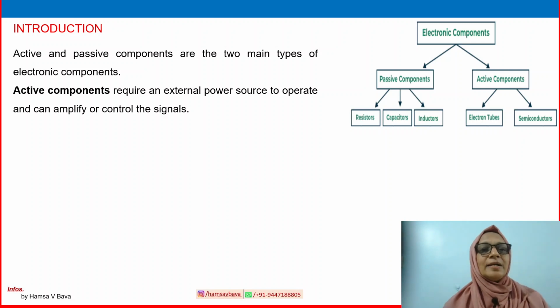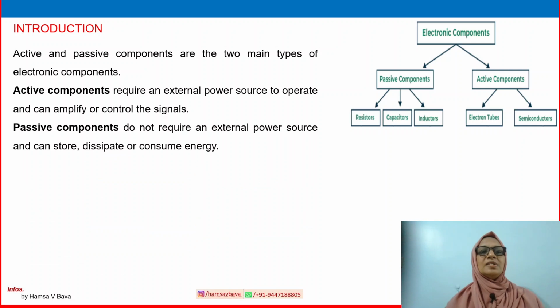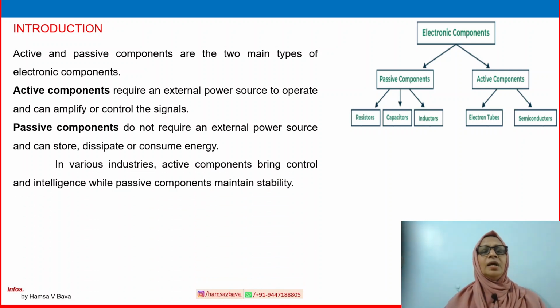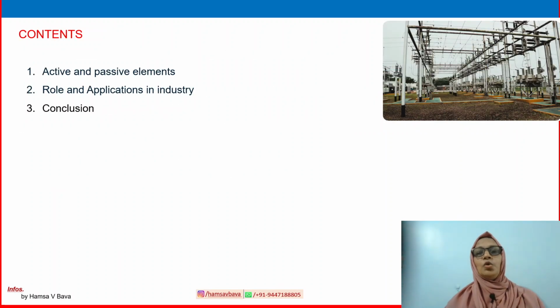So basically the active components require an external power source to operate and can amplify or control the signals. And what about the passive components? They do not require an external power source and can store, dissipate or consume energy. In various industries, active components bring control and intelligence while passive components maintain stability. So, in the coming slides, we can see how they are functioning.